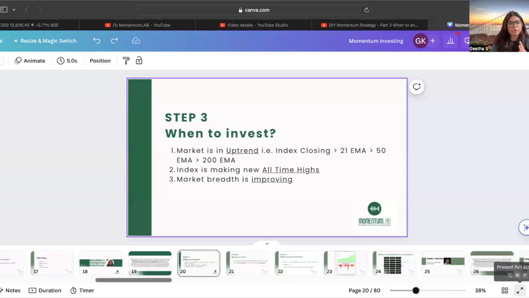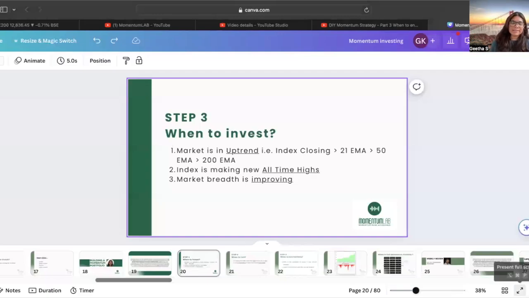So one, we need to know that the market is in an uptrend using EMAs, and second one is that the market should be making all-time highs. And the third one is that we also need something called the market breadth to improve. What is market breadth, right? Simply put, market breadth is the health of the stocks of the index that we are looking at.